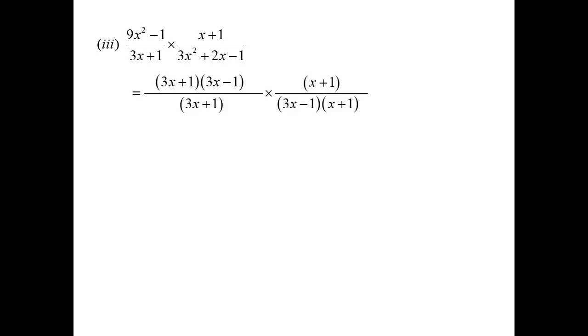Let's have a look. Well, I don't need to do any factorising there, so I just whack the parentheses around them so I know these are grouped together. Did I do the difference of two squares or did I do the trinomial? I reckon I did difference of two squares. Yes, I did. Okay, so 3x plus 1, 3x minus 1.